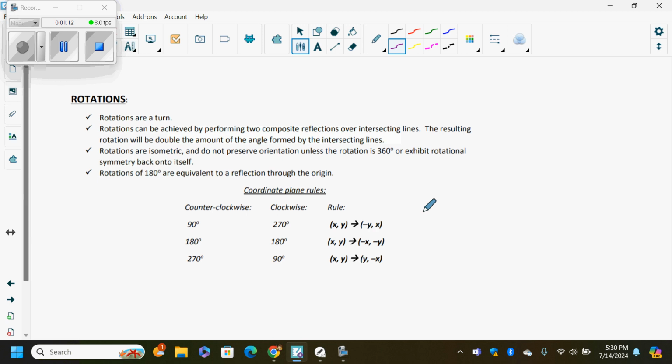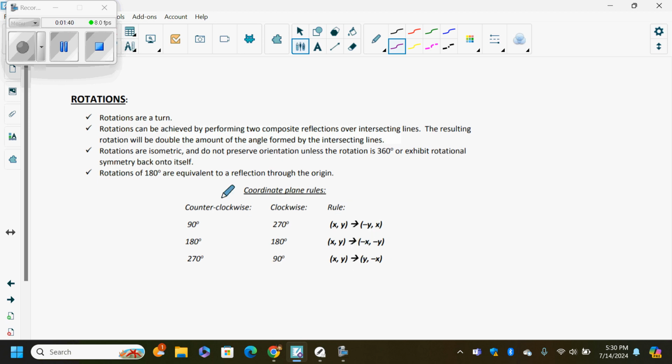Rotations are turns. These rules are a little bit trickier to remember. When you're turning them 90 or 270, a counterclockwise 90 is the same as a clockwise 270, and a counterclockwise 270 is the same as a clockwise 90. So they kind of go together. 180 is the easiest to remember: both signs change.